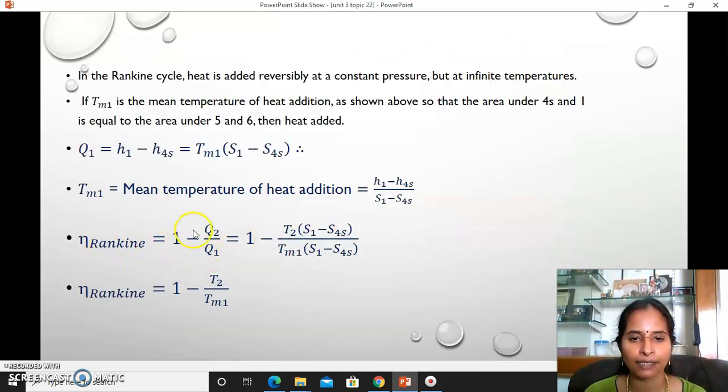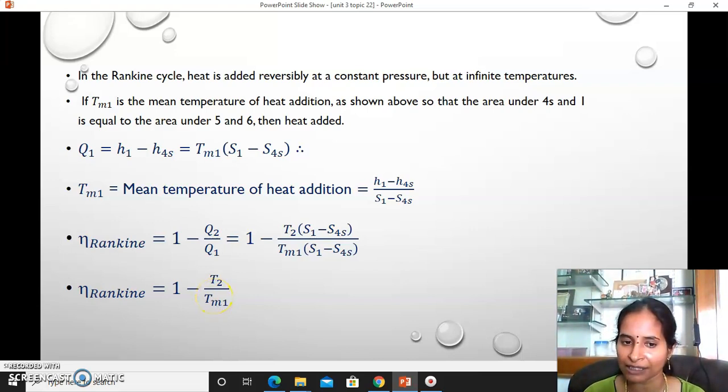So here the Rankine cycle efficiency could be 1 minus Q2 by Q1, which is equal to 1 minus T2 into S1 minus S4S over Tm1. So directly it means that it purely depends upon the temperature of the condenser divided by the mean temperature of heat addition at the boiler. And one more thing, you cannot fix these two exact temperatures. Instead we are now trying to decrease the mean temperature of heat rejection and increase the mean temperature of heat addition. That you have to remember.